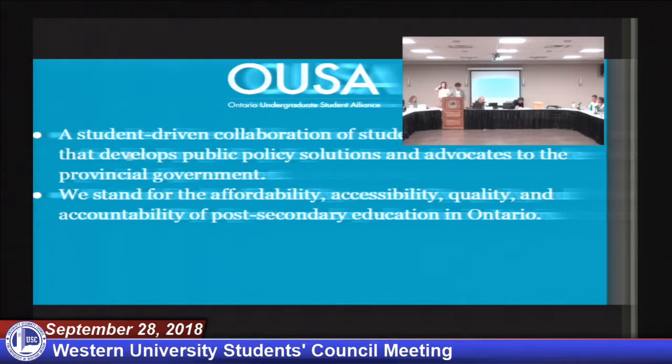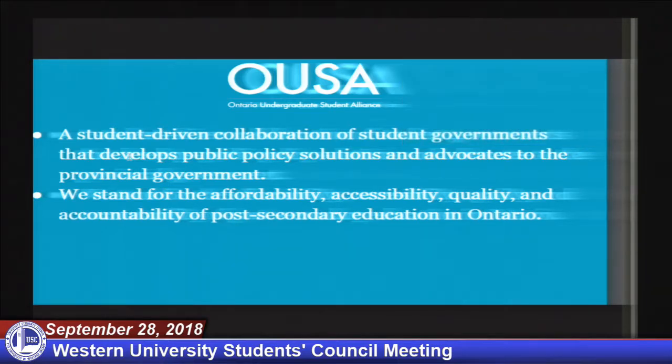And our 4 pillars are affordability, accessibility, quality, and accountability of post-secondary education in Ontario. So what does that mean? What do we do on a daily basis on behalf of students? We thought we'd break down our 4 core activities as an organization and walk you through how integral each of those core activities is to our process as an organization.